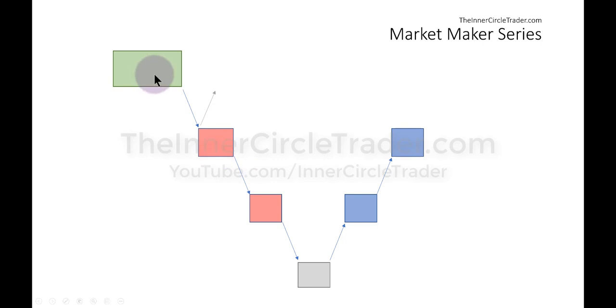So their heavy positions are entered here. Some of it's taken off in profit here. Some of it's taken off in profit here and here. Or they'll go short here, add more here, and dump it all off here. So there's two ways for them to engage price and work within this market maker buy model.